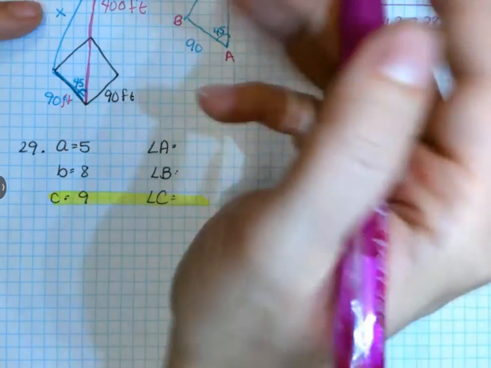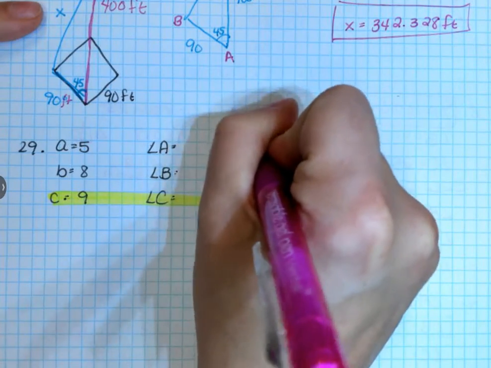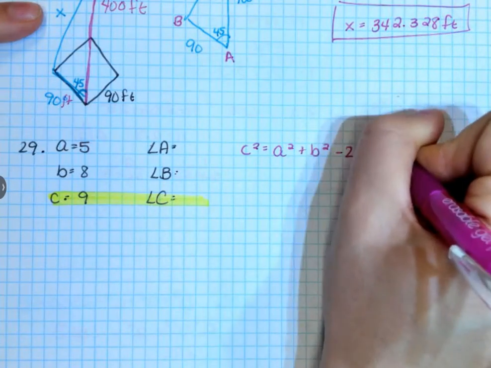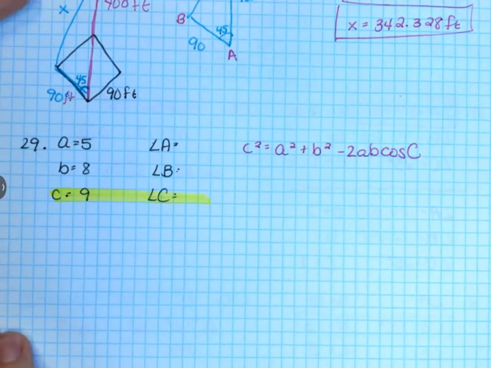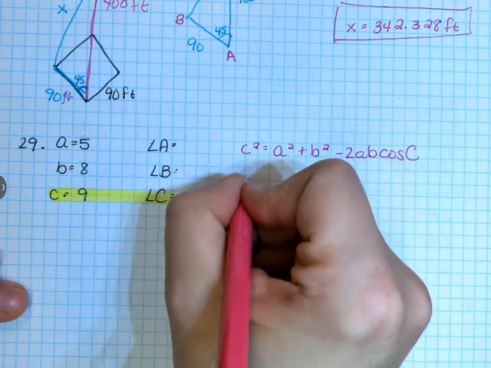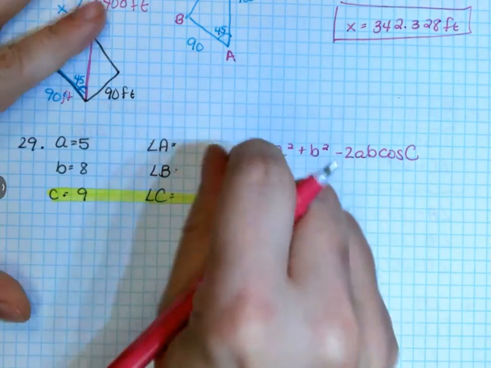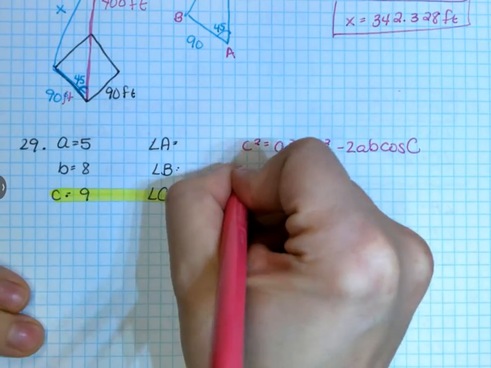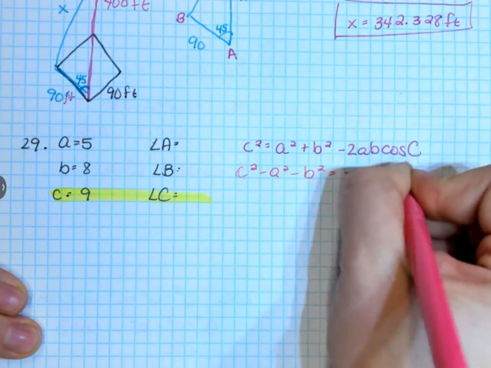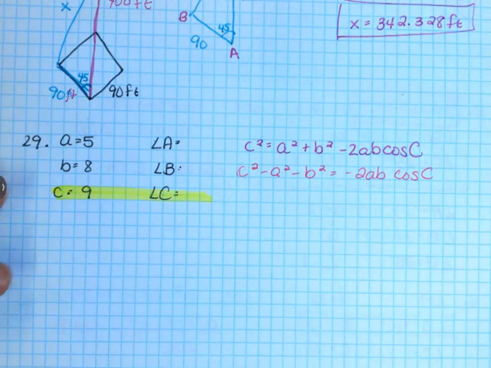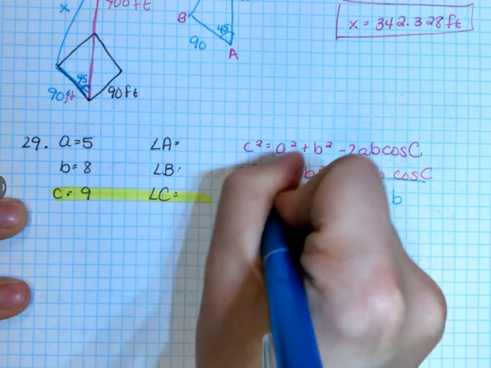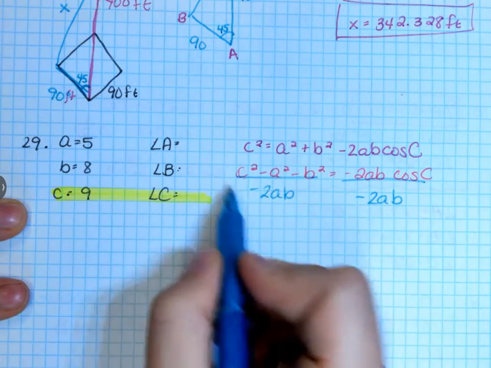In setting that up, I have that c squared is a squared plus b squared minus 2ab cosine of C. And if you need to see how we solve that, the first thing that we did was subtract a squared and b squared. So we'd have c squared minus a squared minus b squared is negative 2ab cosine c, but we've got to get the cosine c by itself. So we divided by negative 2ab.